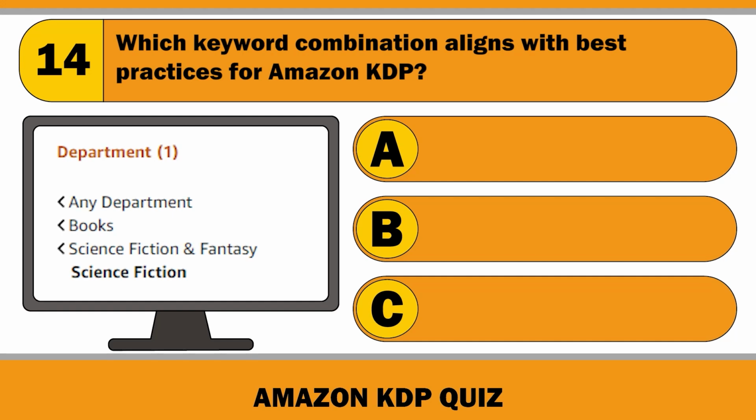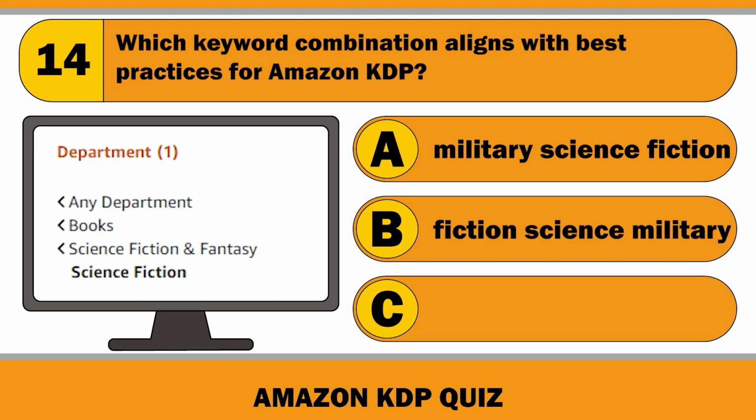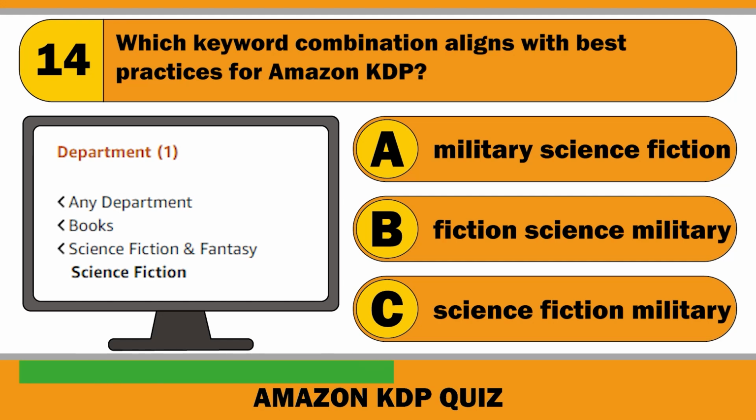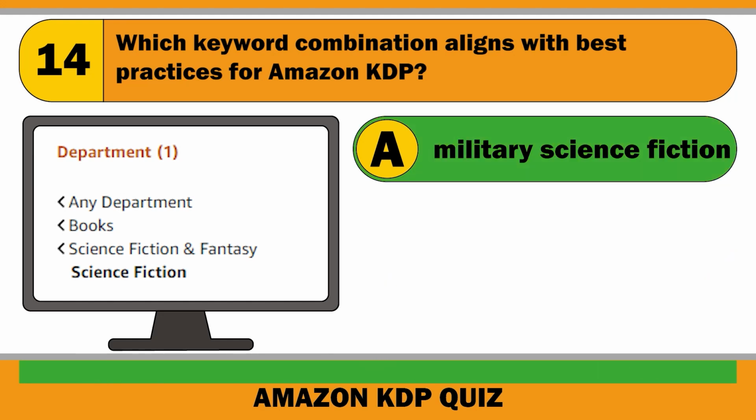Which keyword combination aligns with best practices for Amazon KDP? Is it military science fiction, fiction science military, or science fiction military? The answer is option A, military science fiction, because it is the best practice for combining keywords in the most logical order.